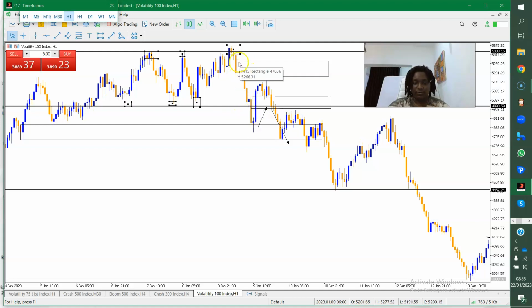right? Price formed for us a supply zone right here as well. But of course, the zone did not break this support, because we see this candlestick forming here that is almost serving like a bullish pin bar. That is a bullish pin bar actually.